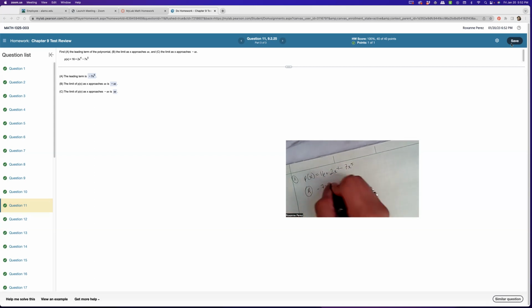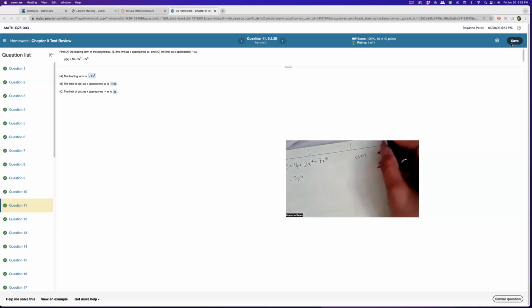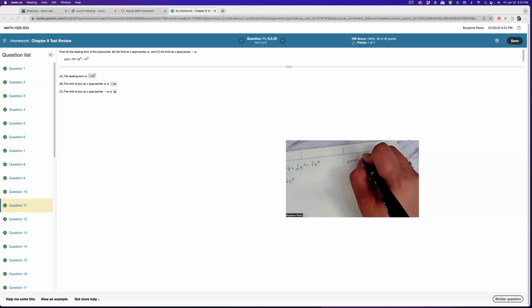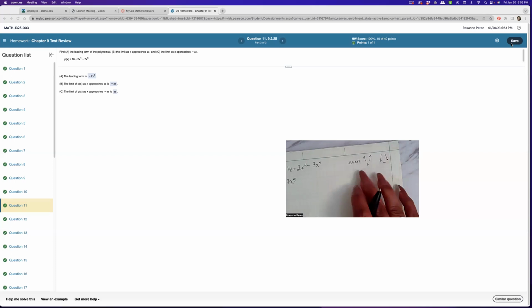And why do we care about this term? We care about this term because it's our leading term based on this exponent, right? The x raised to the fifth power. This is going to tell us about our end behavior. So when your exponent is an even number, the end behavior of your function goes in the same direction, okay? When they're even and positive, they go up in the same direction. When they're even and negative, they go down in the same direction. And this is for the end behavior of your function.